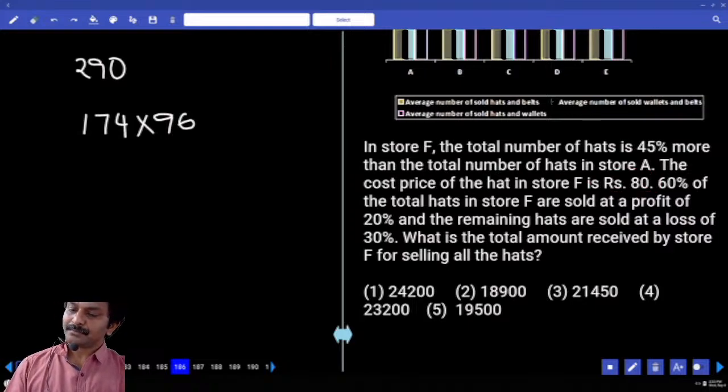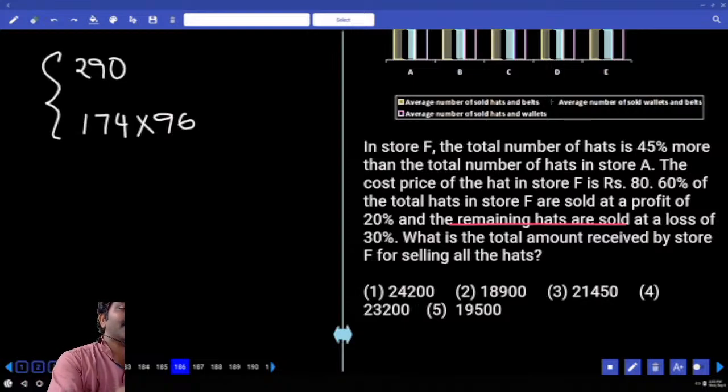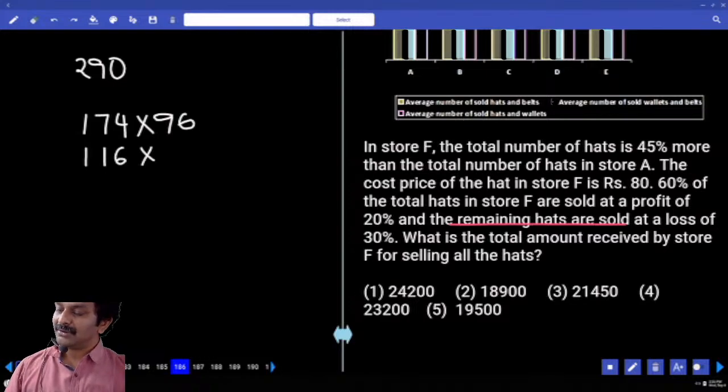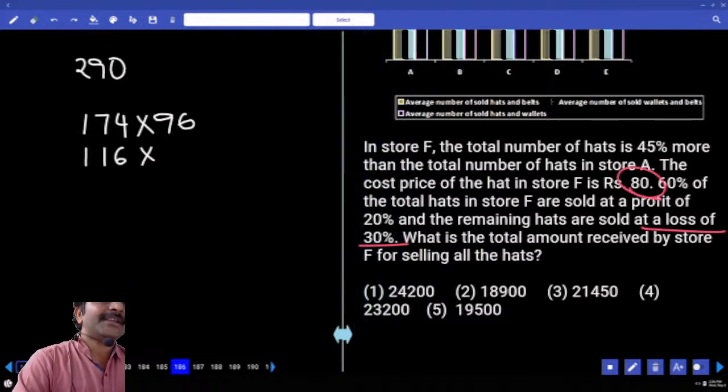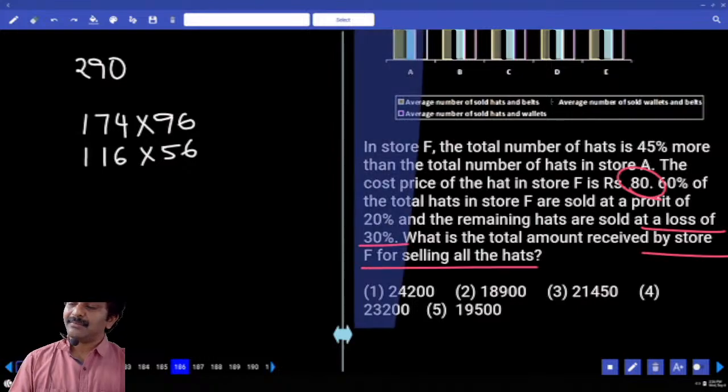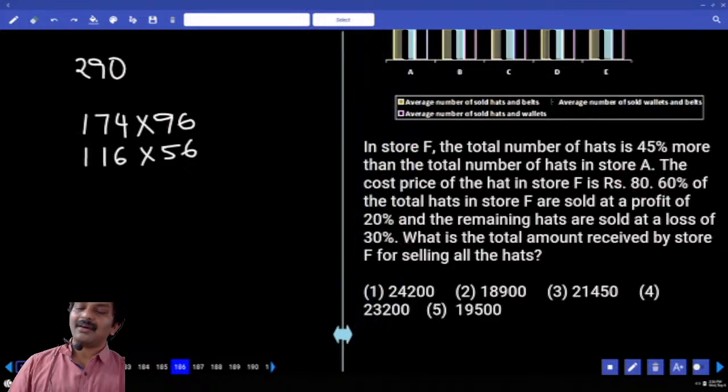Next. Remaining hats. Remaining in the sense difference between both the numbers, which is equal to 116. These many number of hats were sold at a loss of 30%. Cost price is 80. 30% loss, 24. 24 subtracted, 56 rupees. Then what is the amount received by store F for selling all the hats?